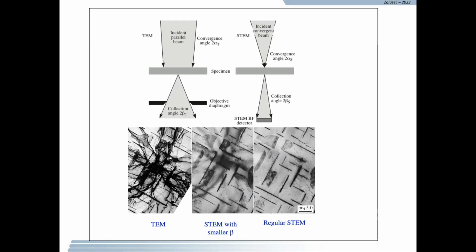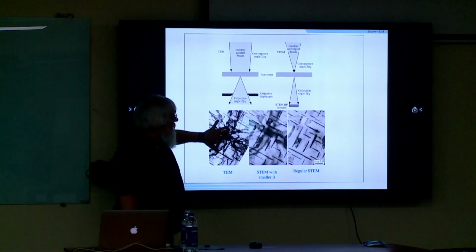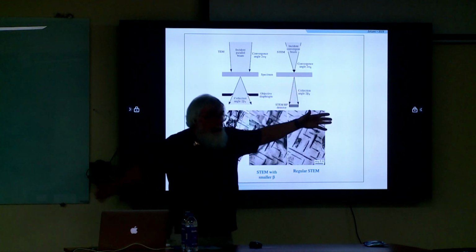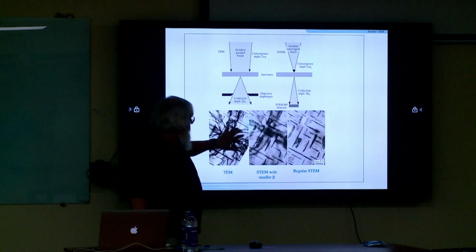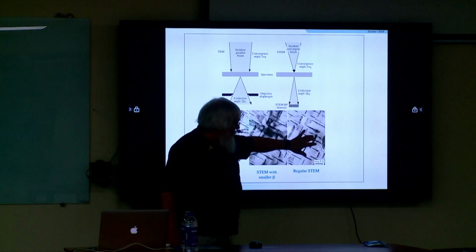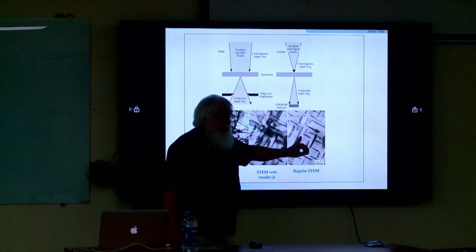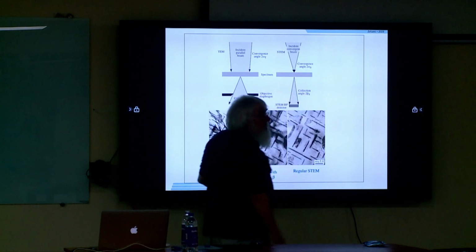The other advantage in doing STEM is that in TEM, because we have a large parallel beam, we see a lot of diffraction contrast effects. When we go to a convergent beam, we smear those effects out, and we actually reduce the contrast. This is the same area in TEM, STEM, and high angle STEM, convergent beam STEM. Notice that's the same area. We can see that same precipitate, and we reduce the diffraction contrast. Why? Because we're smearing it out. We're taking a larger angle.